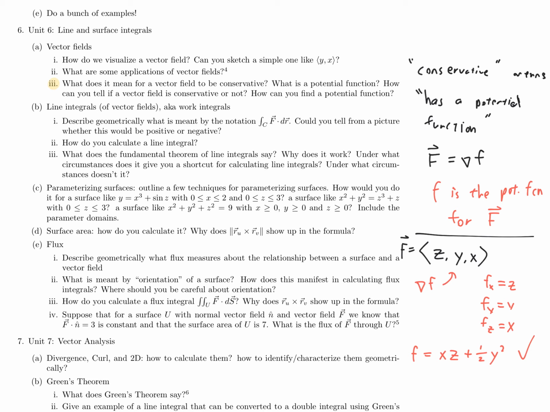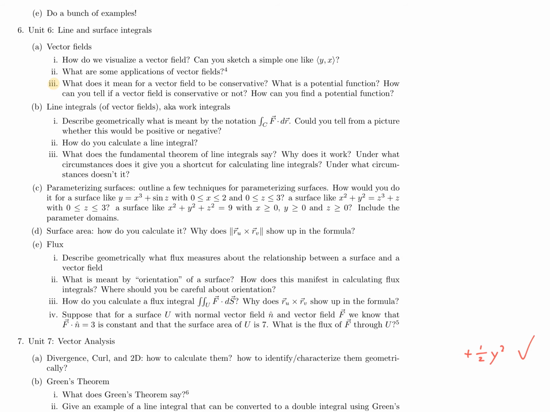I'll also remind you that a lot of vector fields don't have potential functions. We've seen that some do and some don't, but it's not hard to come up with ones that don't. For example, (0, x squared) has no potential function. The way you can check this is that the 2D curl of f is supposed to be qx minus py. In this case, this ends up being 2x.